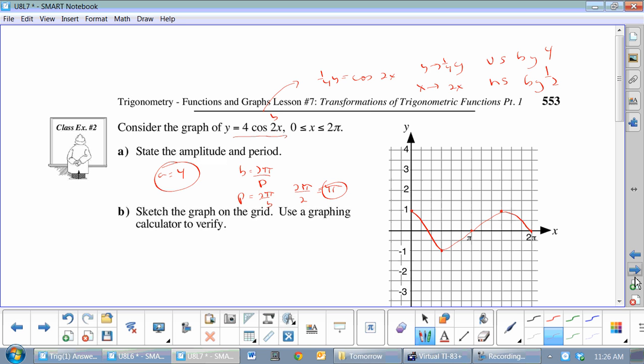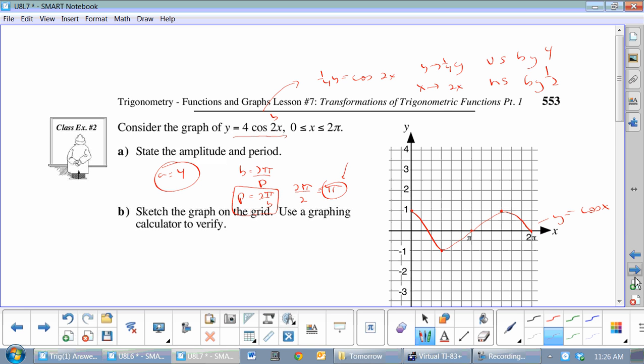Okay, what's wrong? Yeah, ask. Because period is 2 pi over b, right? My new graph is supposed to be pi. This is y equals cos x. What I'm doing is taking y equals cos x, and I'm going to do y equals 4 cos 2x. Okay.